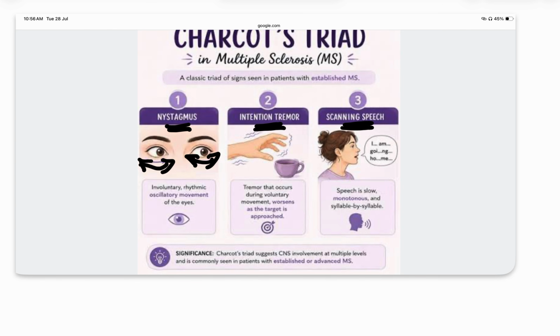Intention tremor occurs during voluntary movements. The patient is trying to get something in her hand, or trying to touch somewhere, and then the tremor starts. It's only because of the voluntary movement of the patient. That is intention tremor.